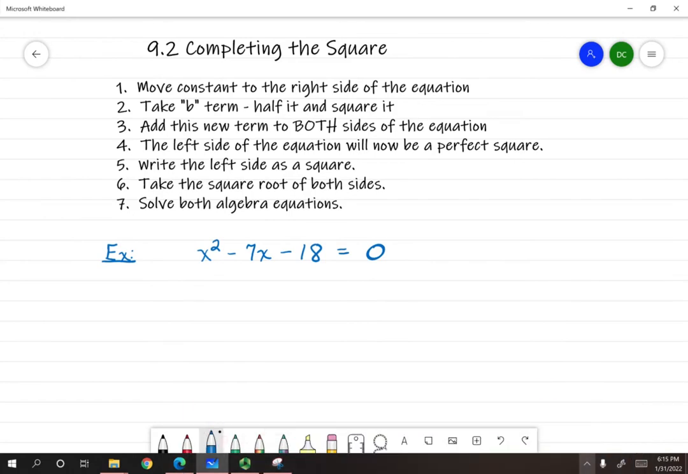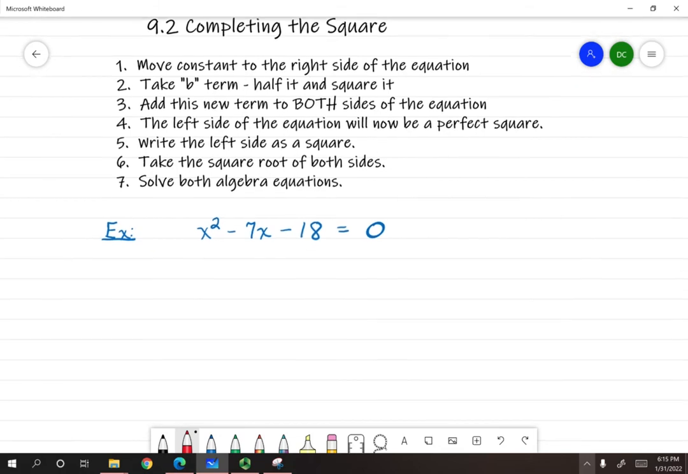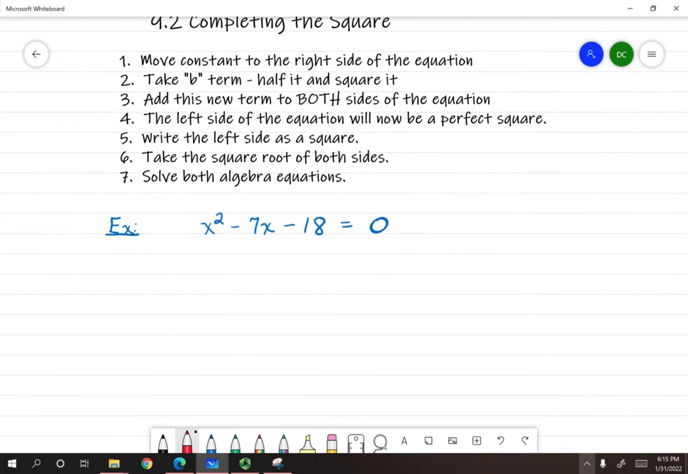Completing the square can be a little bit tricky, but just like anything, with practice, you really do get perfect at it. So there are a lot of steps to solving a problem by completing the square. The first one is to move the constant term to the right side of the equation. And I think what I'm going to do is go through these steps and work them through this equation as we do.